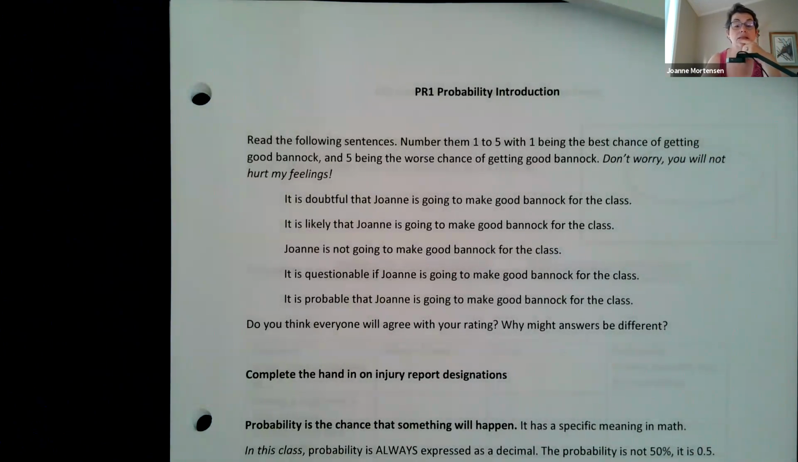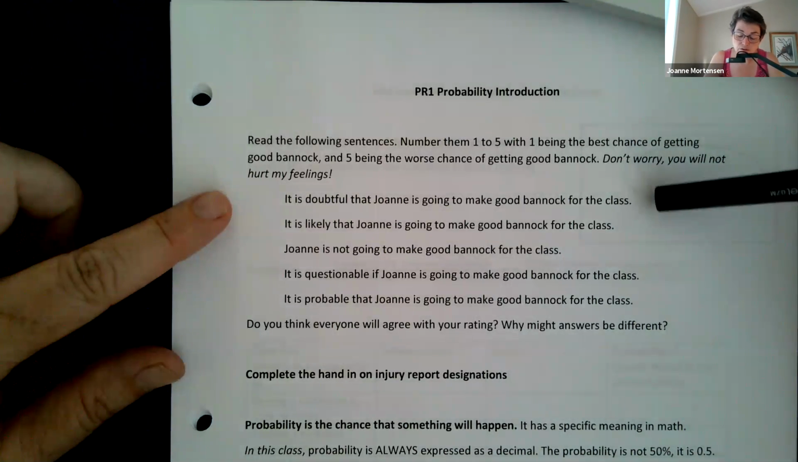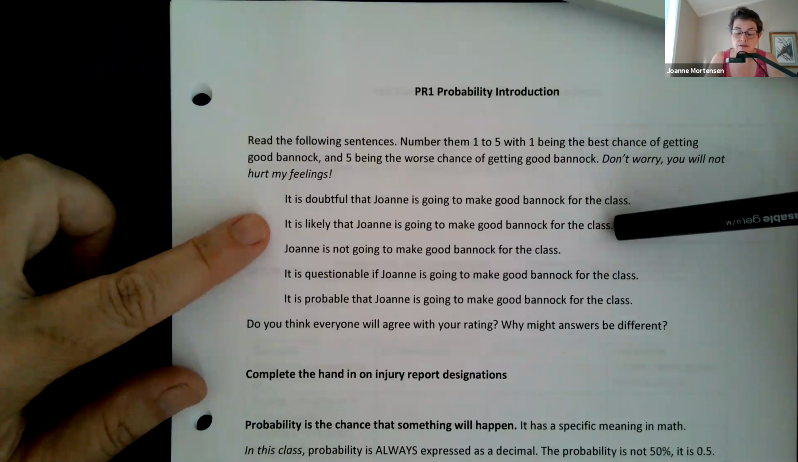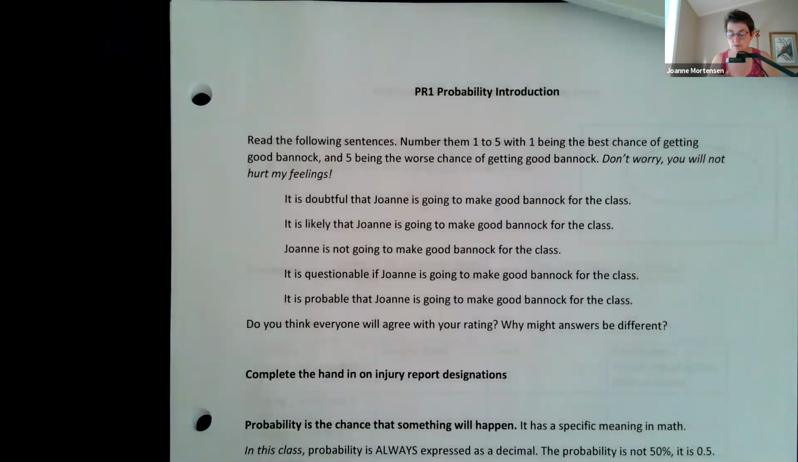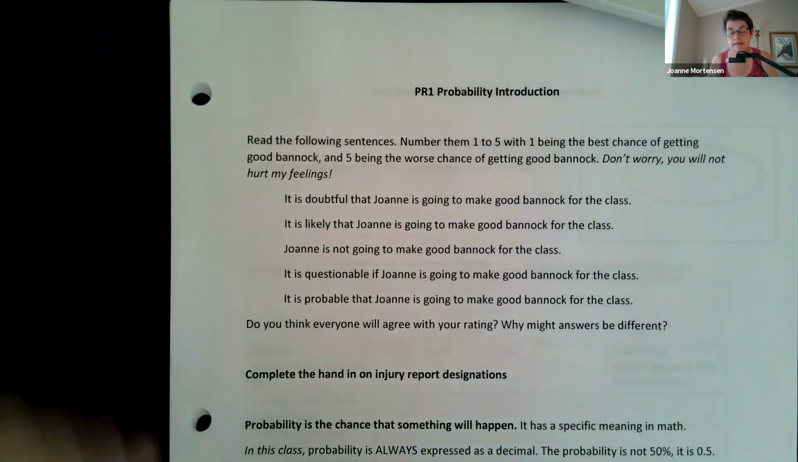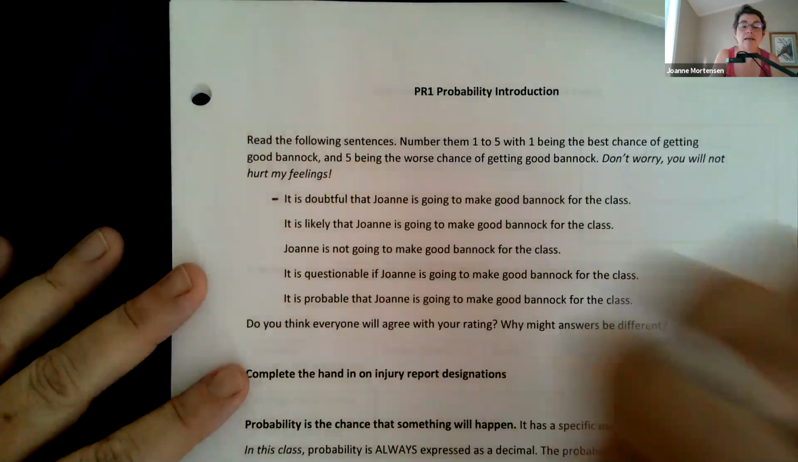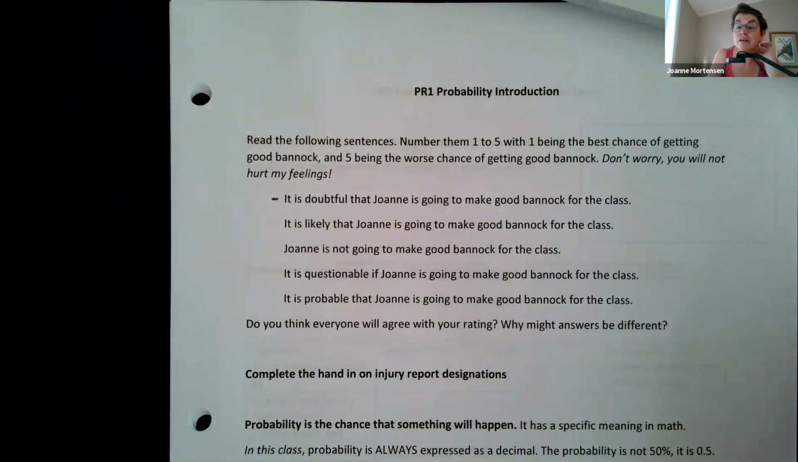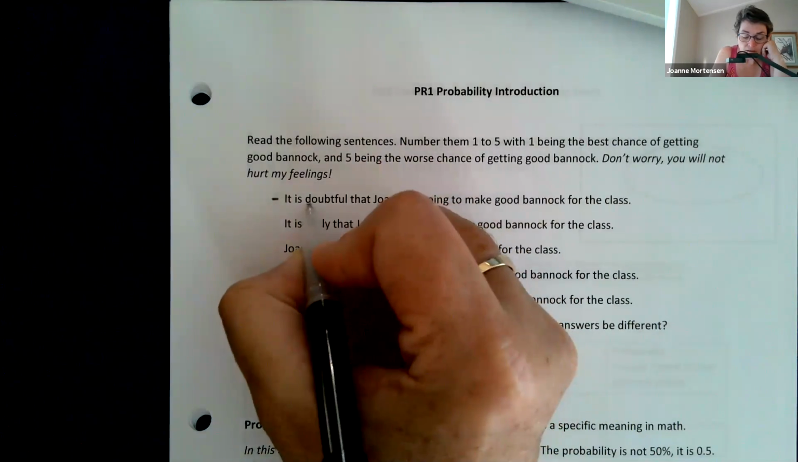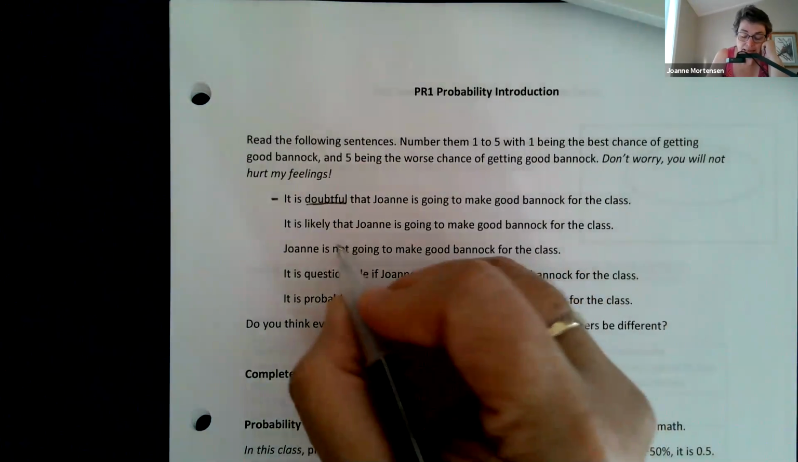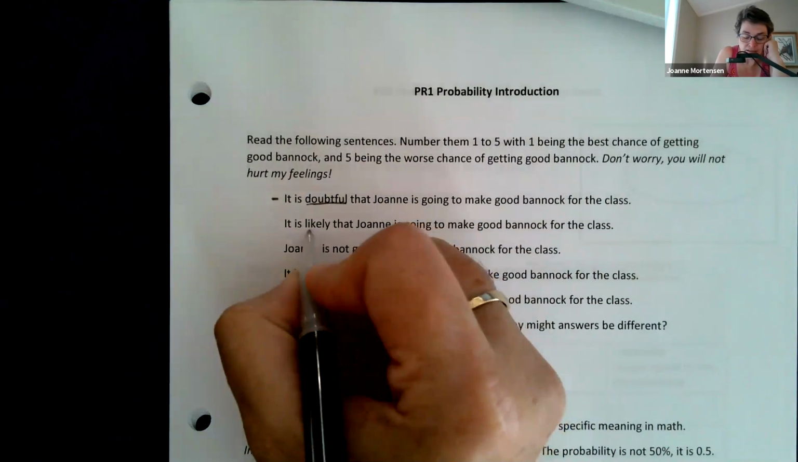All right, so let's take a look. We've got, it is doubtful that Joanne is going to make good Bannock for class. It is likely that Joanne is going to make good Bannock for class. As I'm going, I should have my highlighter here, but I'm going to put a little negative out there because that doesn't sound good. So I'm kind of prejudging these as we go. And the word there is doubtful. Okay, it's likely that Joanne is going to make it. So likely is my key here.